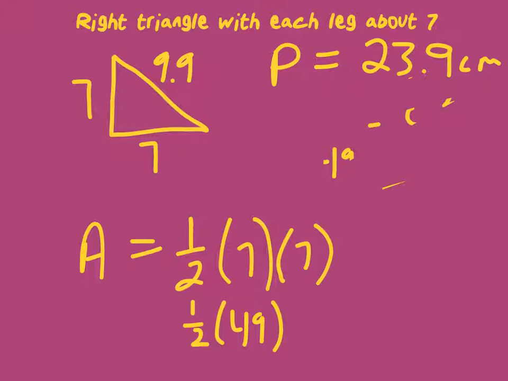And when we do that, we get 24.5 centimeters squared. And that's the area of just this triangle. We have to determine whether it uses the most cording and has the biggest area, so we're not done yet. Our second option is a circle with a radius of about 4 centimeters.